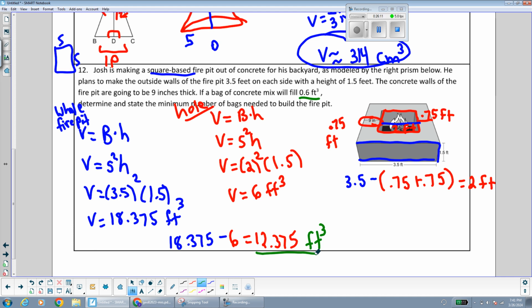So in order to find out how many of these bags will be needed to fill this space with concrete, we can divide 12.375 over 0.6 to see approximately how many bags of concrete this is going to take. And I got 20.625, which rounds to approximately 21 bags, because if we got 20 bags, we wouldn't have enough concrete. So we would need 21 bags of concrete.